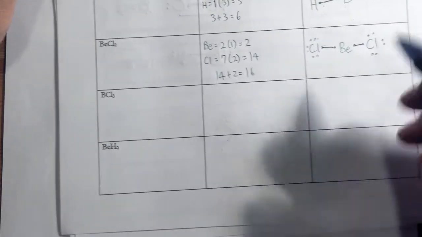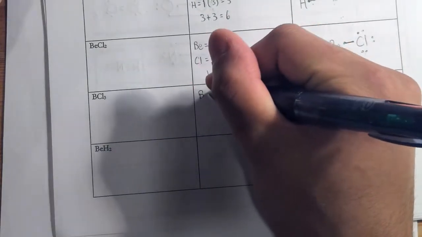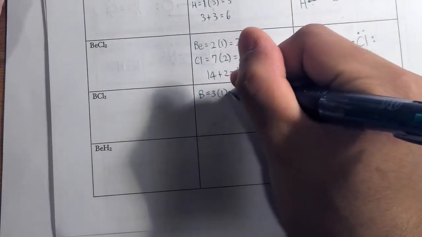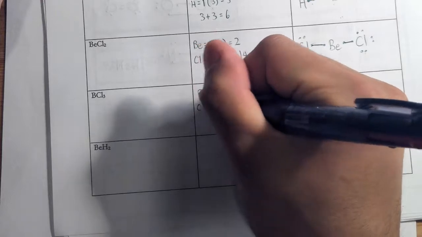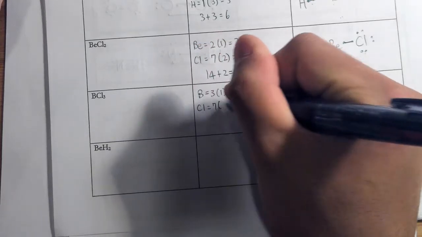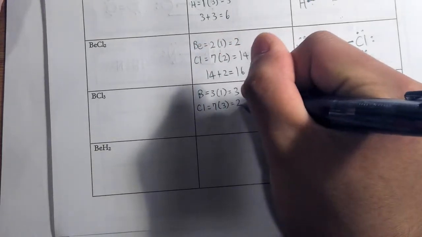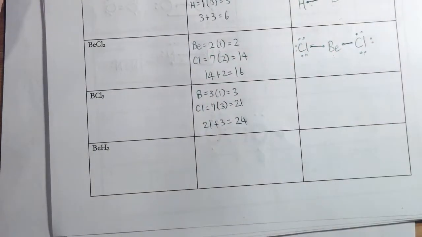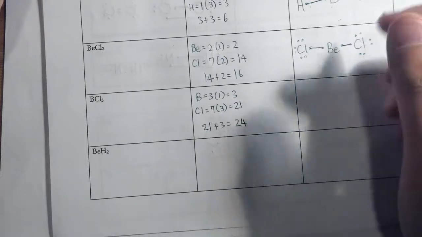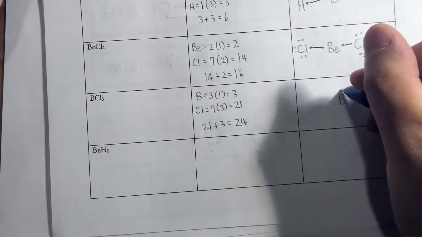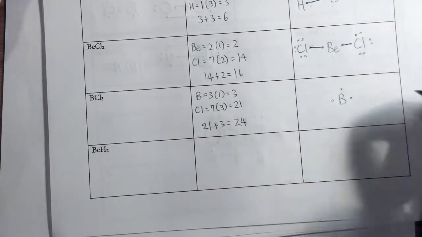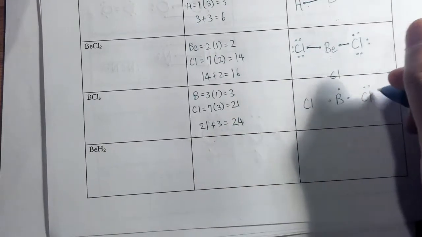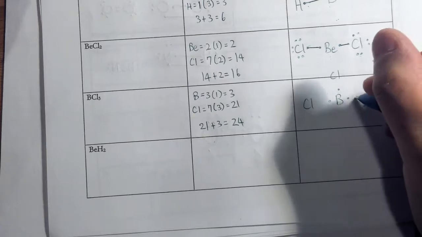Okay, 2 more to go. Boron has how many valence electrons? There's 3. There's 1 of them, so that gives you 3. Chlorine has 7, and there are 3 chlorines, so there are 21. So 21 plus 3 gives you 24. Boron has 3 valence electrons, and chlorine has 7. So I'm going to put all the valence electrons for each of the chlorines.